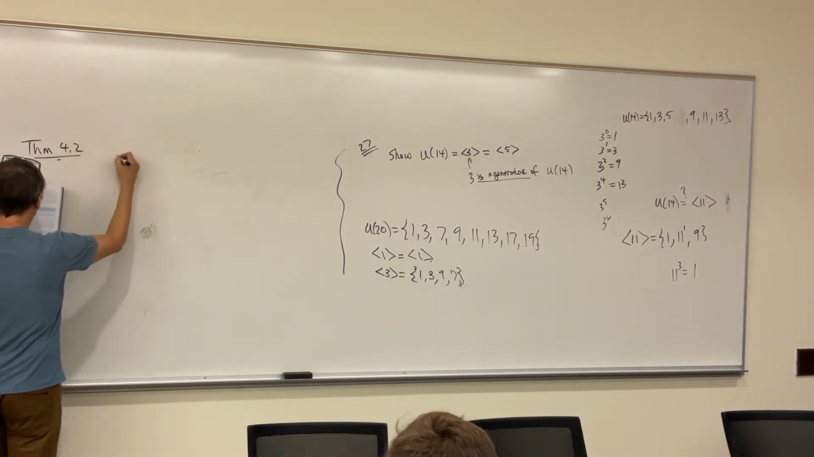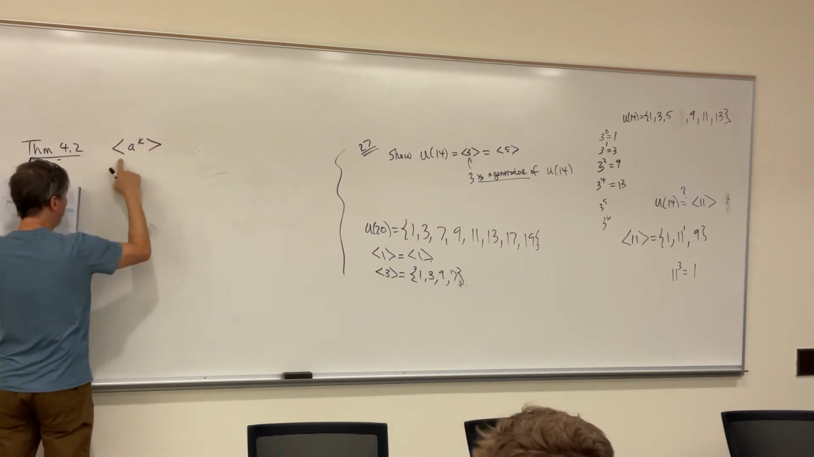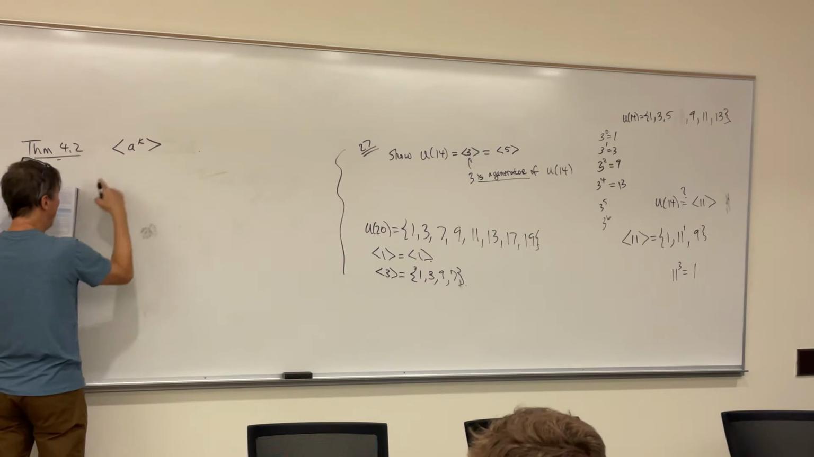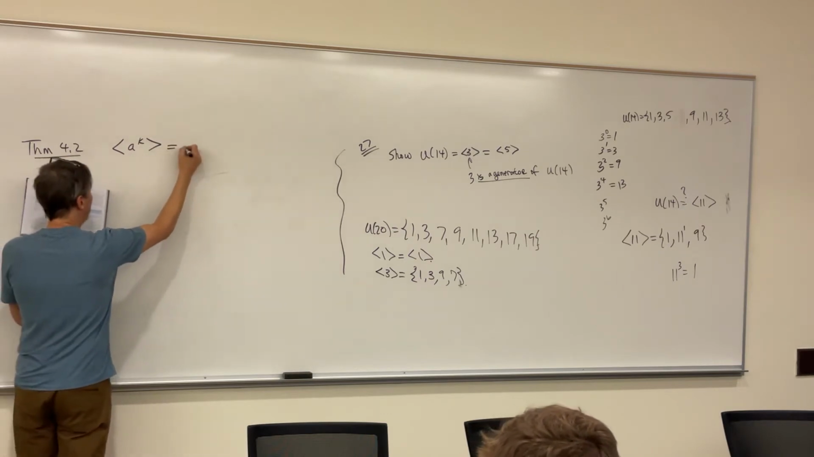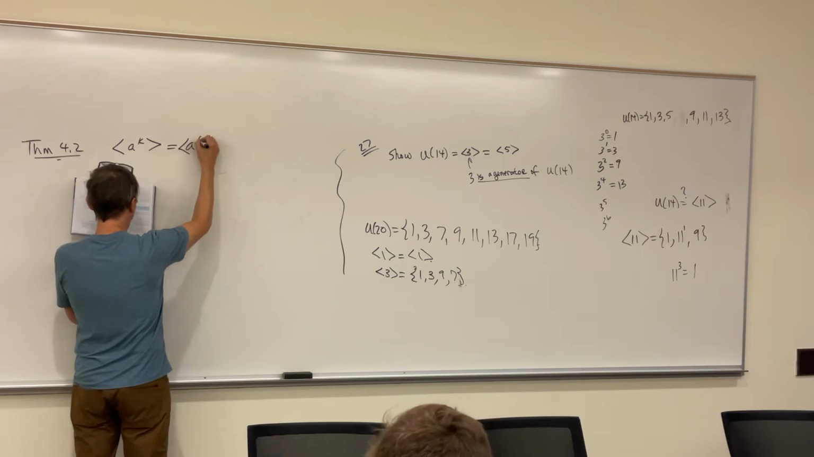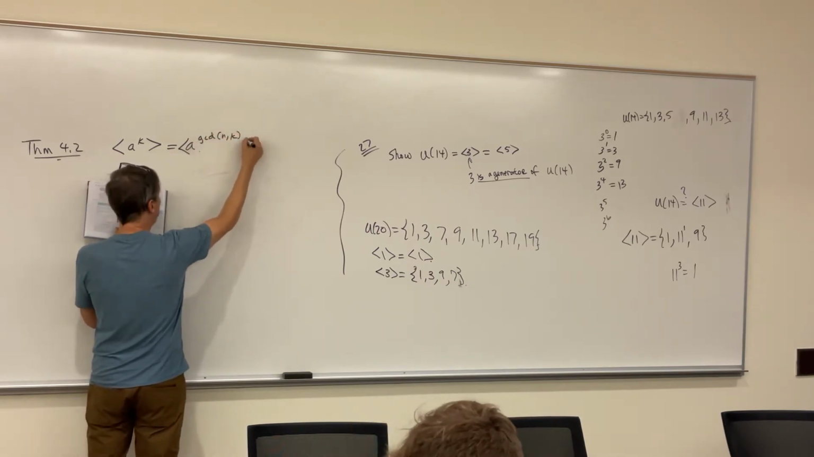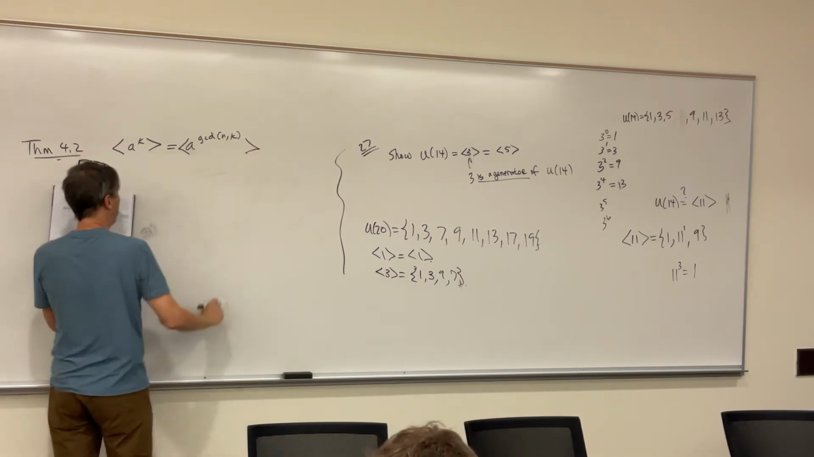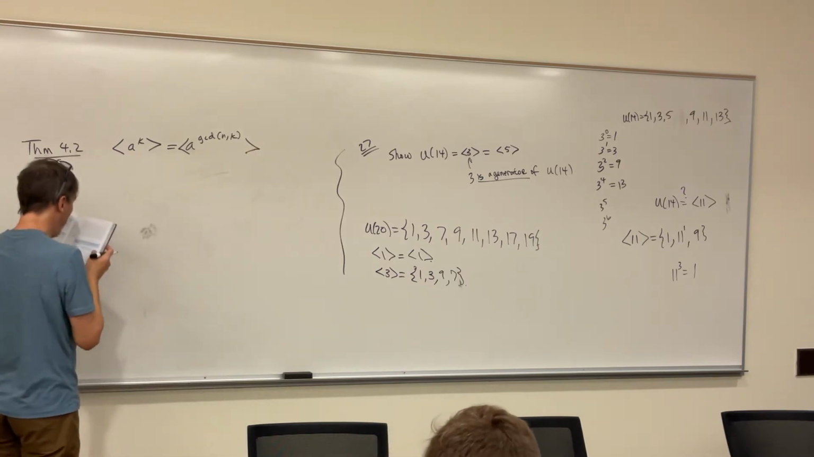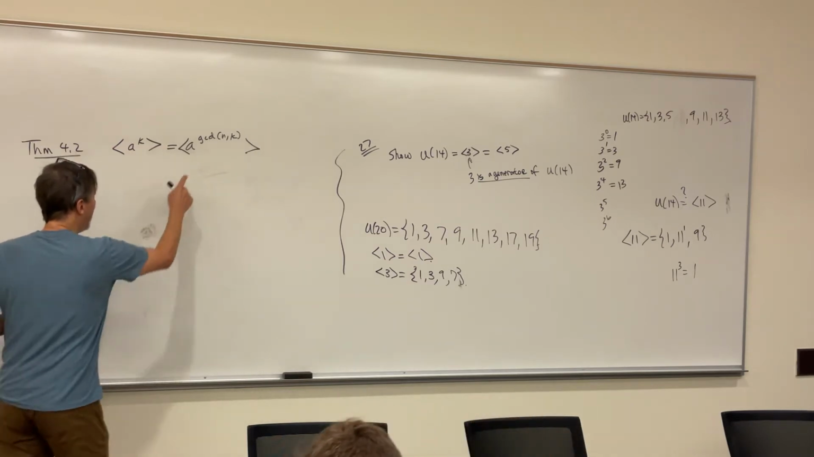Okay, so Theorem 4.2: the cyclic subgroup generated by a to the k is equal to the cyclic subgroup generated by a to the GCD of n and k. I'm not going to prove this today, but if you read it, then we'll be able to prove it easily on Wednesday.